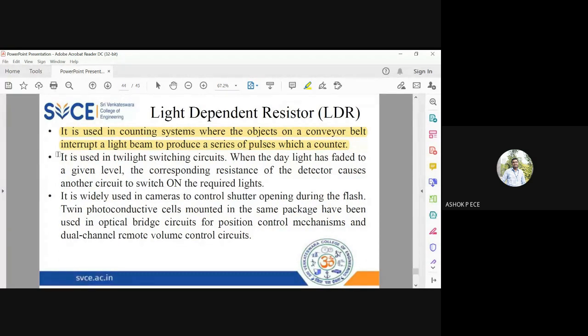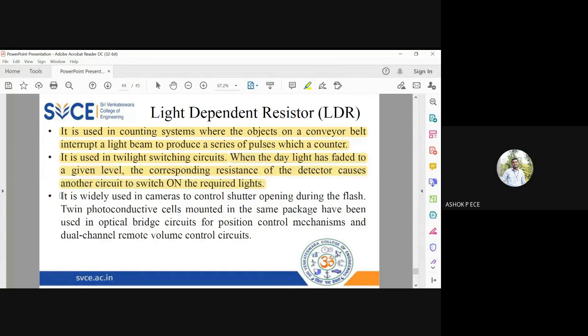It is also used in twilight switching systems in CCTV cameras. Whenever you see CCTV cameras operating in the daytime, no light is emitted. At night time, you have a red light emitted from those cameras for capturing night images. So that light can be controlled based on the LDR. When there is absence of light, these LDRs can be used to detect that, and automatically the red light inside the CCTV cameras can be turned on in the evening and night. So it is just like automatically switching my light on and off.